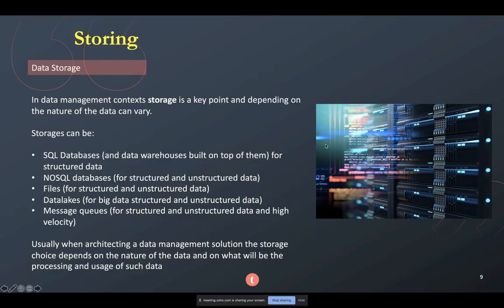And storages can be really of many kinds. You can have, for example, SQL databases and the data warehouses built on top of them for structured data. But you can also have NoSQL databases, like CouchDB and MongoDB, that can be used for structured and unstructured data. You can have files also for structured and unstructured data. Data lakes usually are storages defined in big data contexts, where you want to have one place where you mainly store the raw data in order to be processed afterwards.